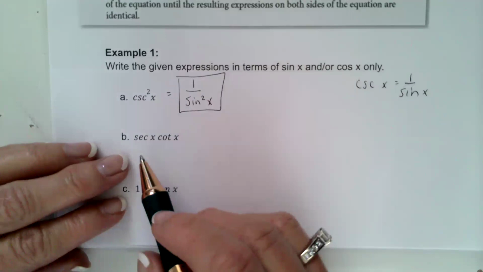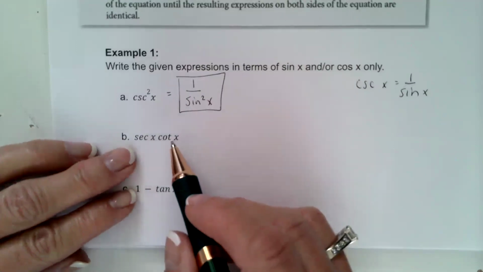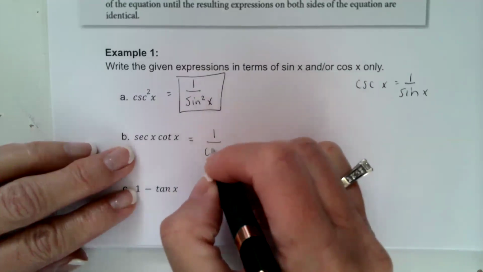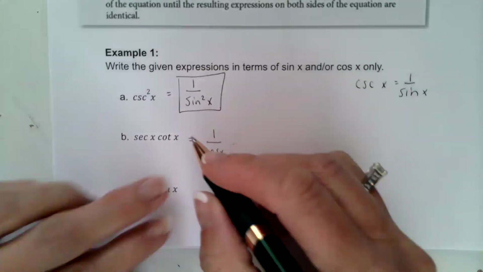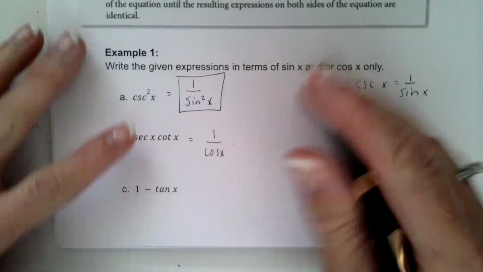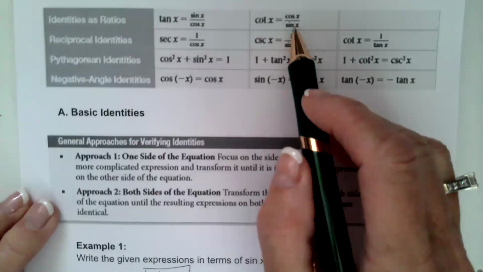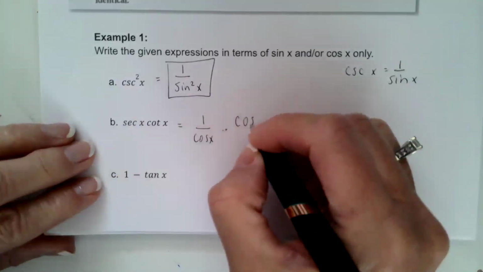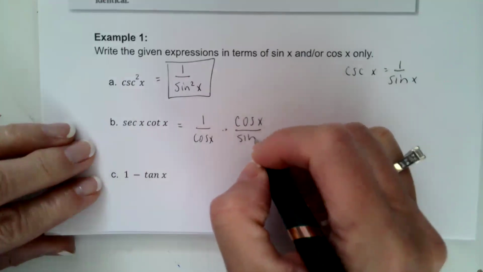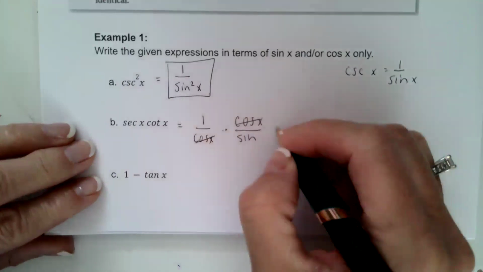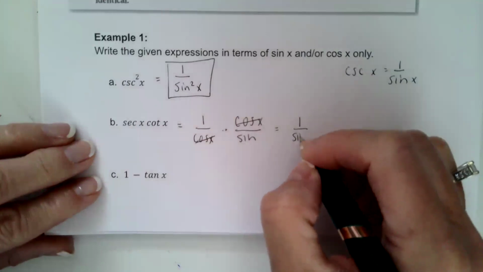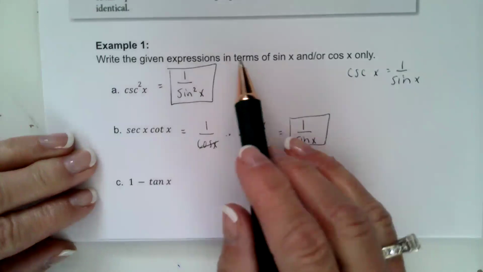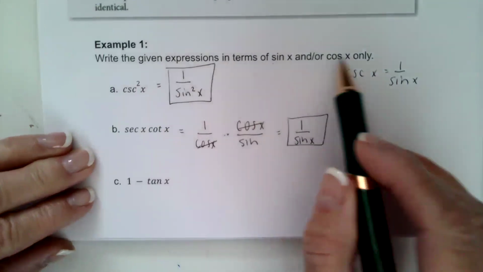We want to rewrite secant x times cotangent x. So secant x is equal to 1 over cosine x. And then that's going to get multiplied by cotangent x. We know up here is cosine over sine. So we can rewrite cotangent as cosine x over sine x. And then these cancel out, and we're left with 1 over sine x. Remember, I wanted you to write the given expressions only in terms of sine or cosine.